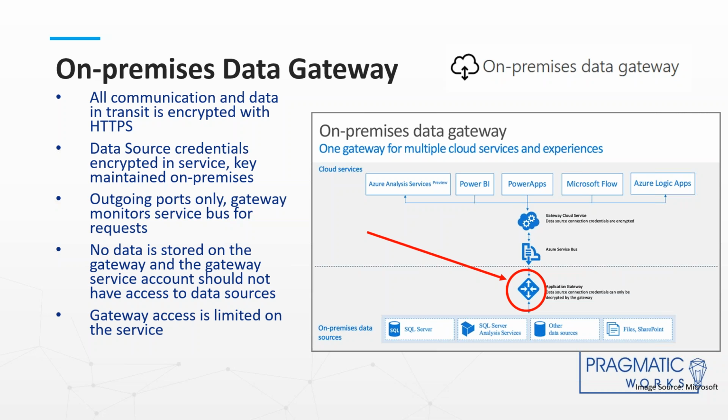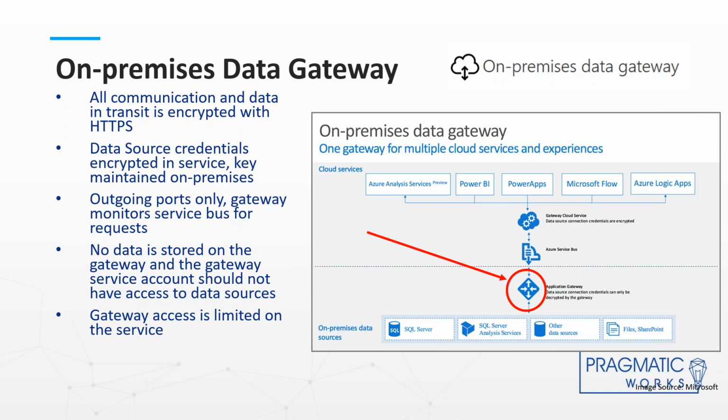There are a number of things around this, but from a security standpoint, the gateway manages the encryption of your data, transmitting it back to the service bus to fulfill the requests and fulfill the needs across all of these, the Power Platform tools, as well as Logic Apps and Analysis Services online. So just be aware that that's what the gateway is doing.